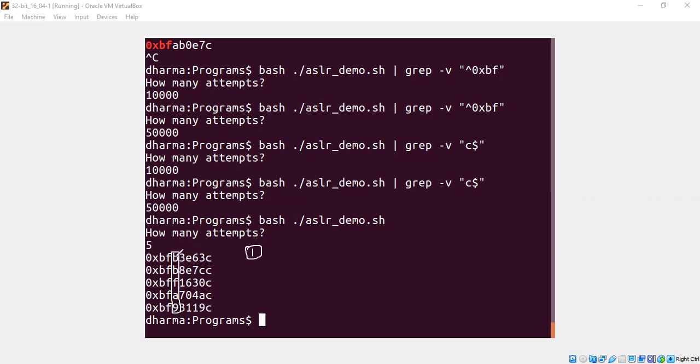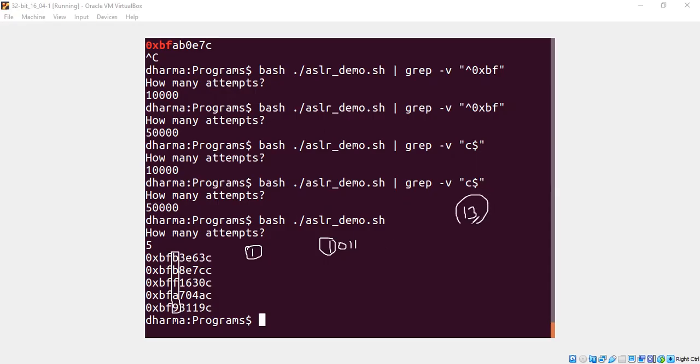Because if you convert B into binary, B will be 11. 11 means you have 8 plus 3, right? 8 plus 3 is 11. So you can see the most significant bit is turned on. That means we are able to predict one more bit of the possible addresses. So far we predicted 12 bits and now one more bit. So we were able to predict 13 bits.